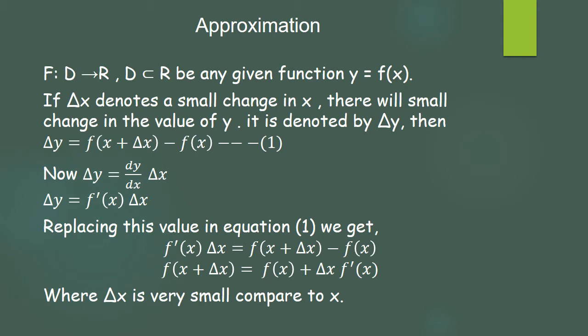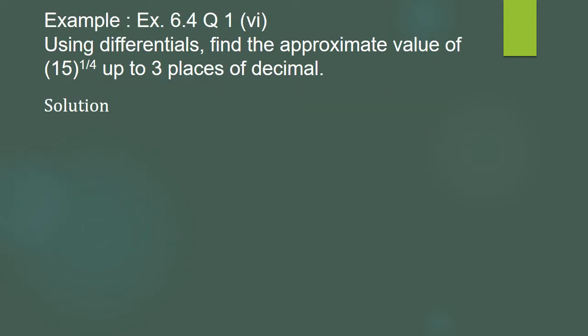Now to understand this, we will take one example so that we will come to know how we can use this approximation. Using differentiation, find the approximate value of 15 raised to 1 by 4 up to 3 decimal places. As it is 15 raised to 1 by 4, our function will be x raised to 1 by 4. So f of x is x raised to 1 by 4.